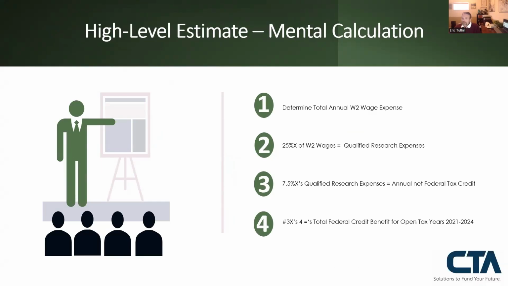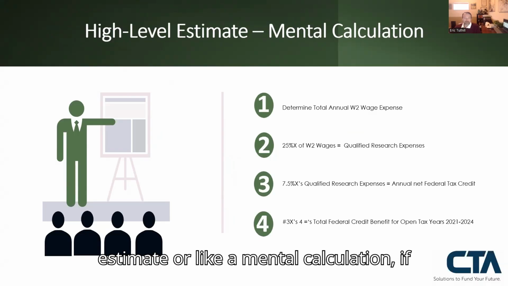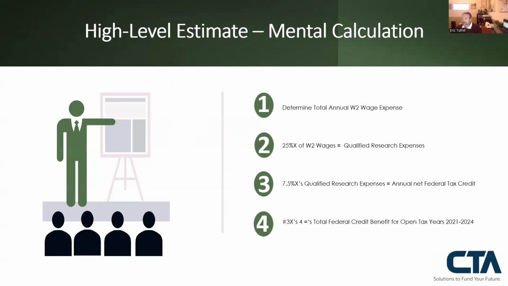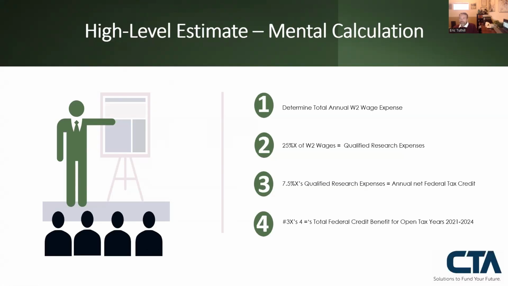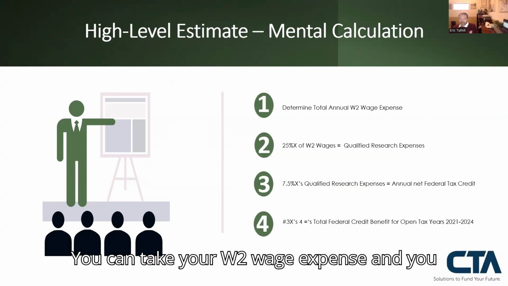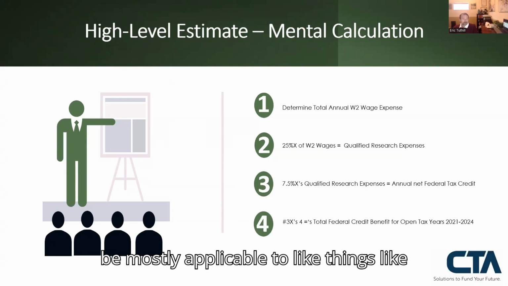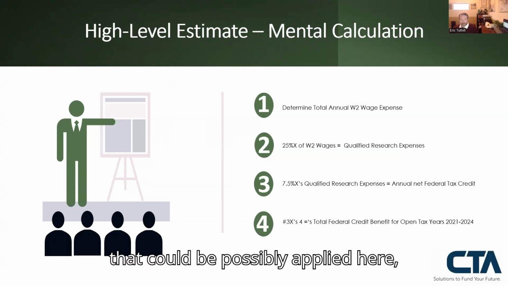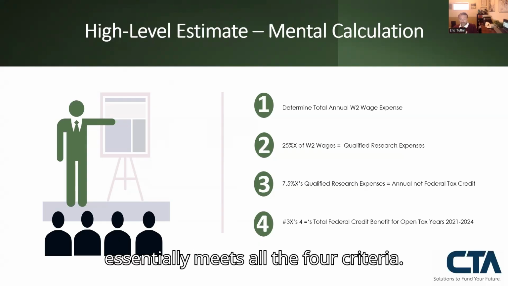All right, so just to give you guys a high level estimate, or a mental calculation, if you will, of roughly how this is calculated, right? You can take your W-2 wage expense and multiply it. In this case, we're talking 25% of W-2 wages. That's going to be mostly applicable to things like engineering clients and architects, and there's a wide variety of percentages that could possibly be applied here, right? But you say 25% of a project essentially meets all the four criteria.